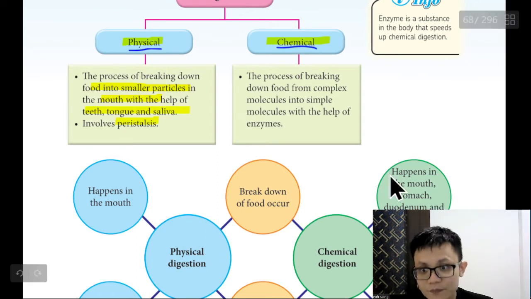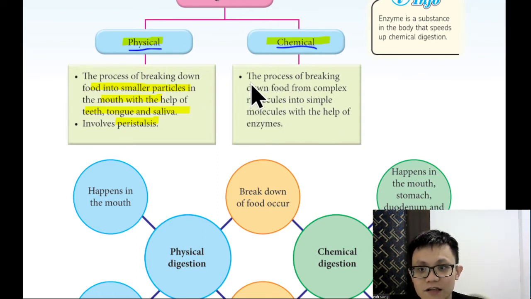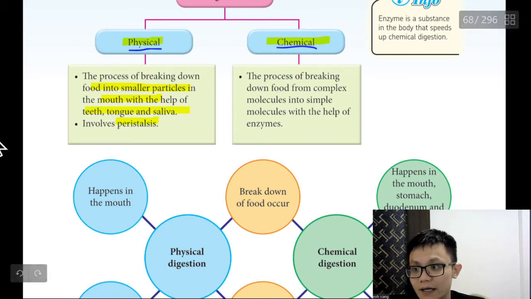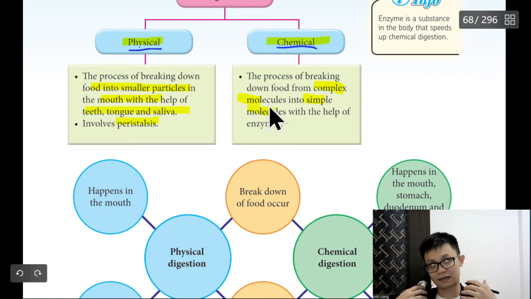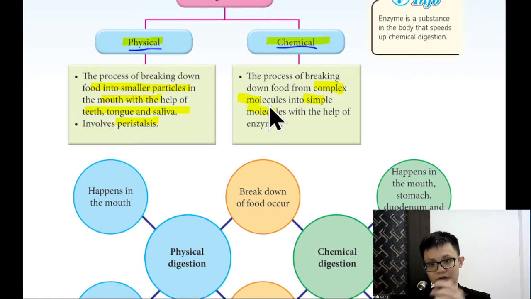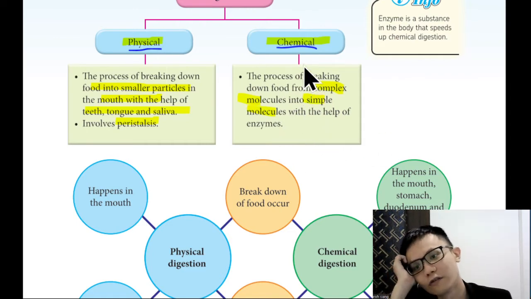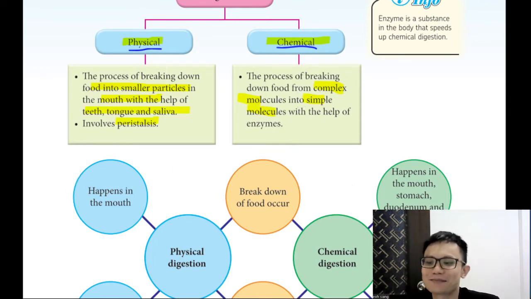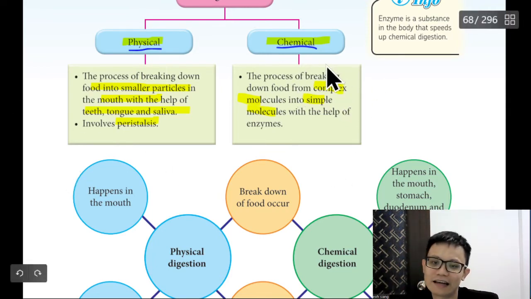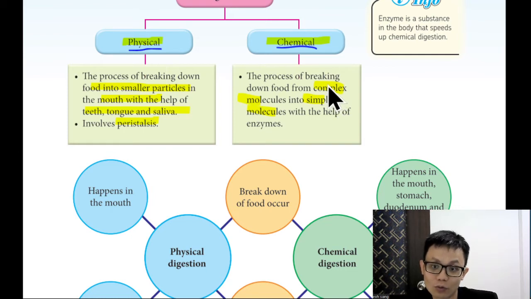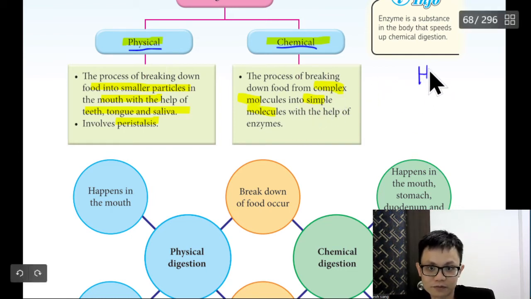It's a chemical process. So the process of breaking down food from complex molecules into simple molecules, or as I said just now, a big molecule into a small molecule. Teacher, what is a molecule? If you don't know what a molecule is, you need to know. If you don't understand what a molecule is, then it is very difficult, you know, atom, right? Like H2O. H2O is a molecule.